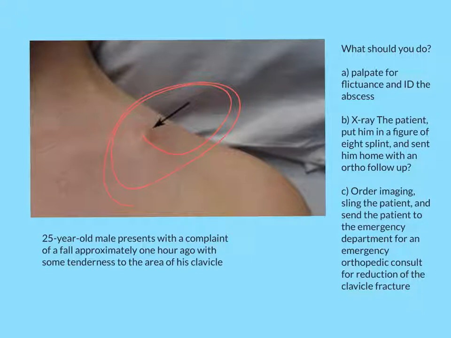Your choices are to palpate for the fluctuance and incise and drain the abscess, x-ray the patient, put him in a figure of 8 splint, send him home with an orthopedic follow-up, or C, order imaging, sling the patient, and send the patient to the emergency department for an emergency orthopedic consult for reduction of the clavicle fracture.